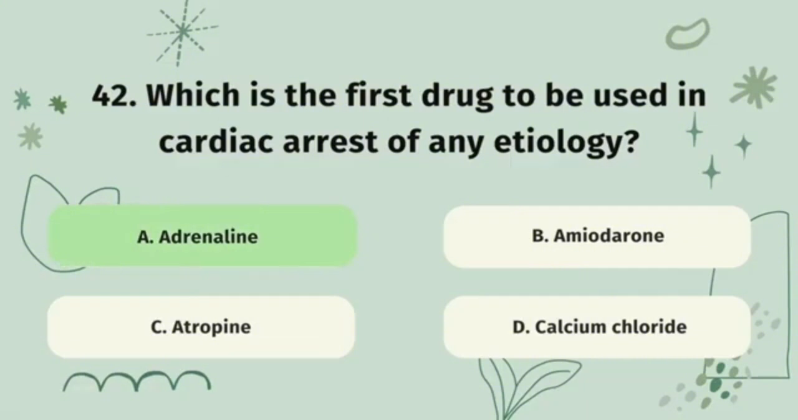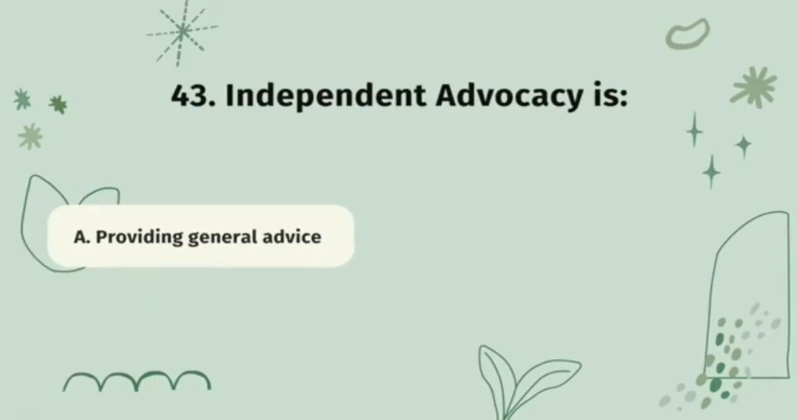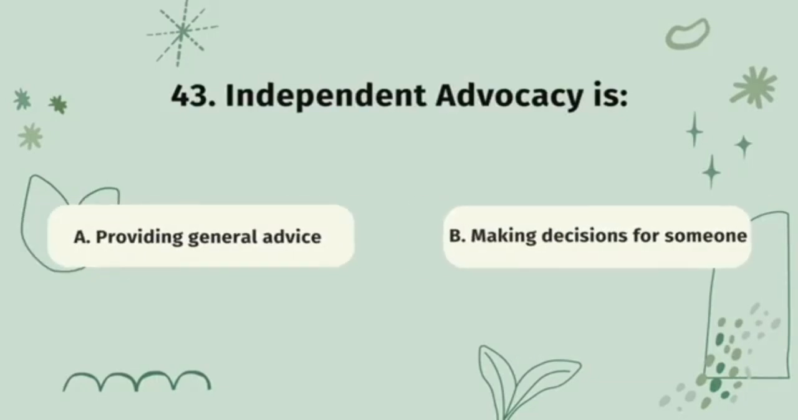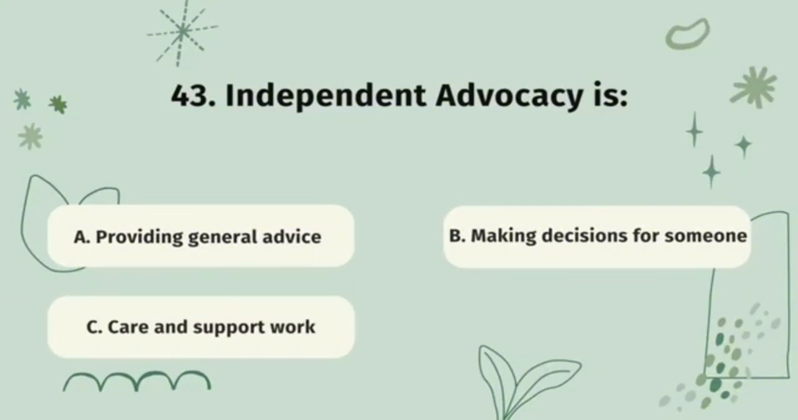The correct answer is A. Question 43. Independent advocacy is: Option A. Providing general advice. Option B. Making decisions for someone. Option C. Care and support work. Option D. None of the above.